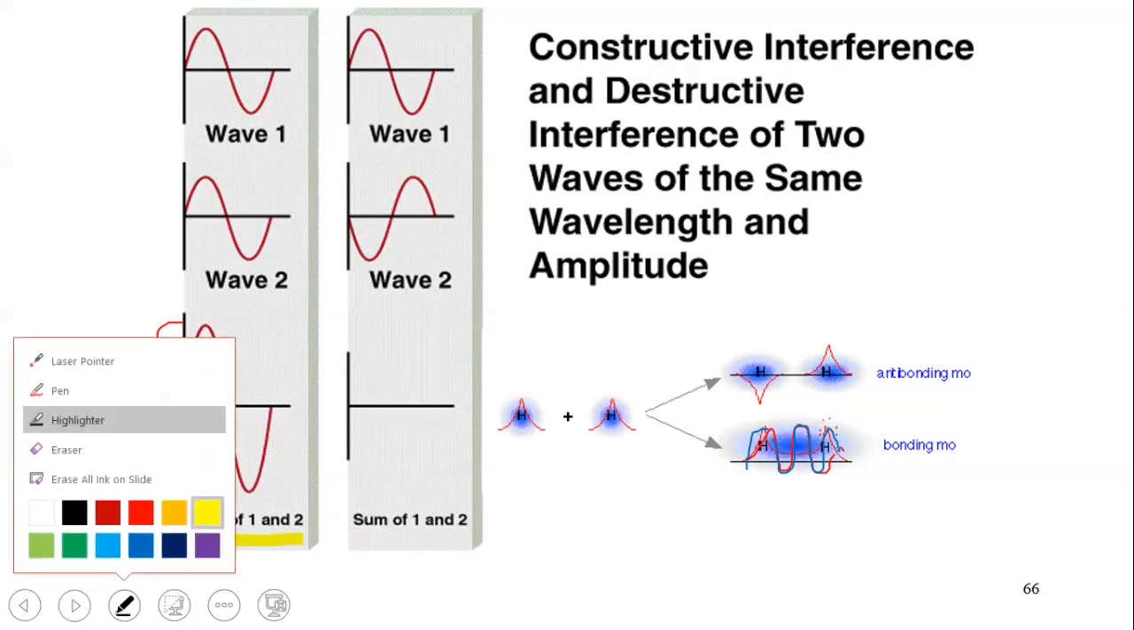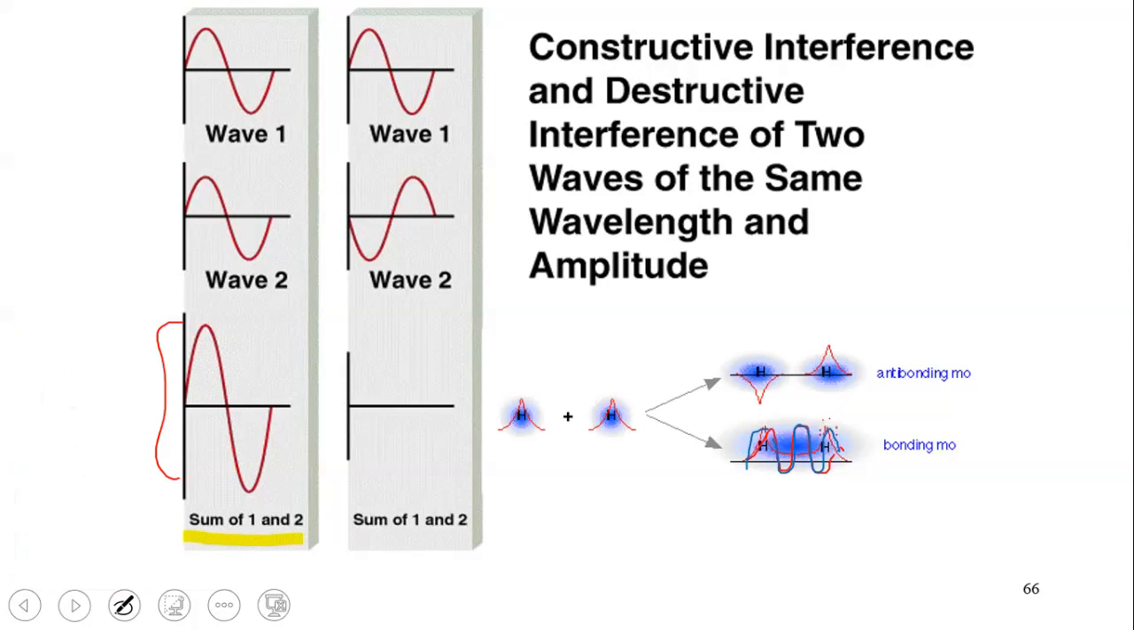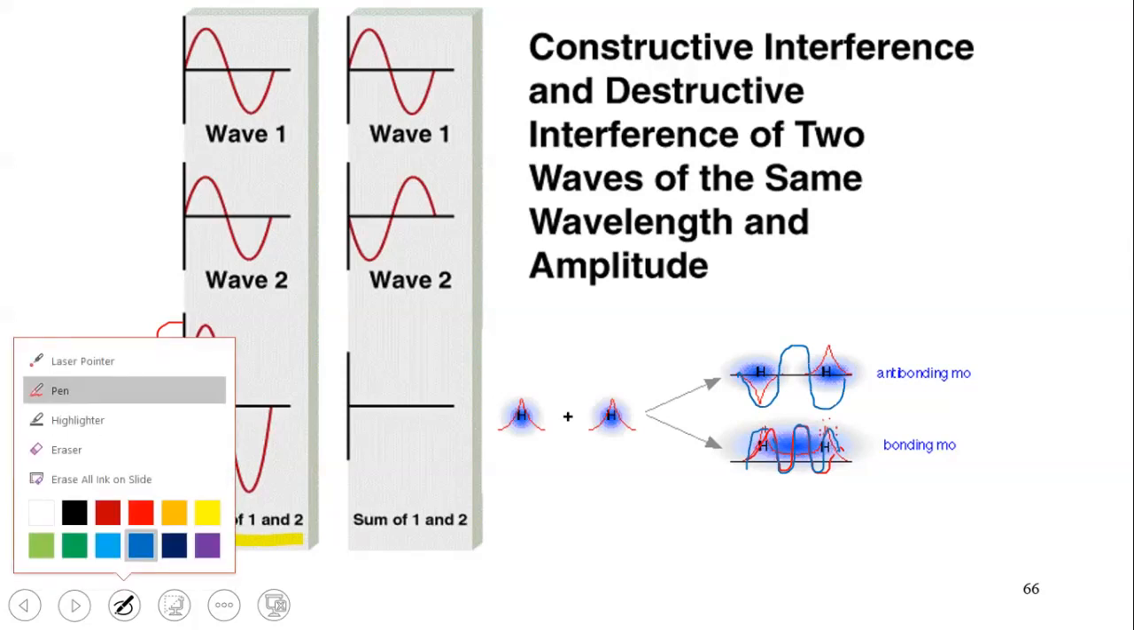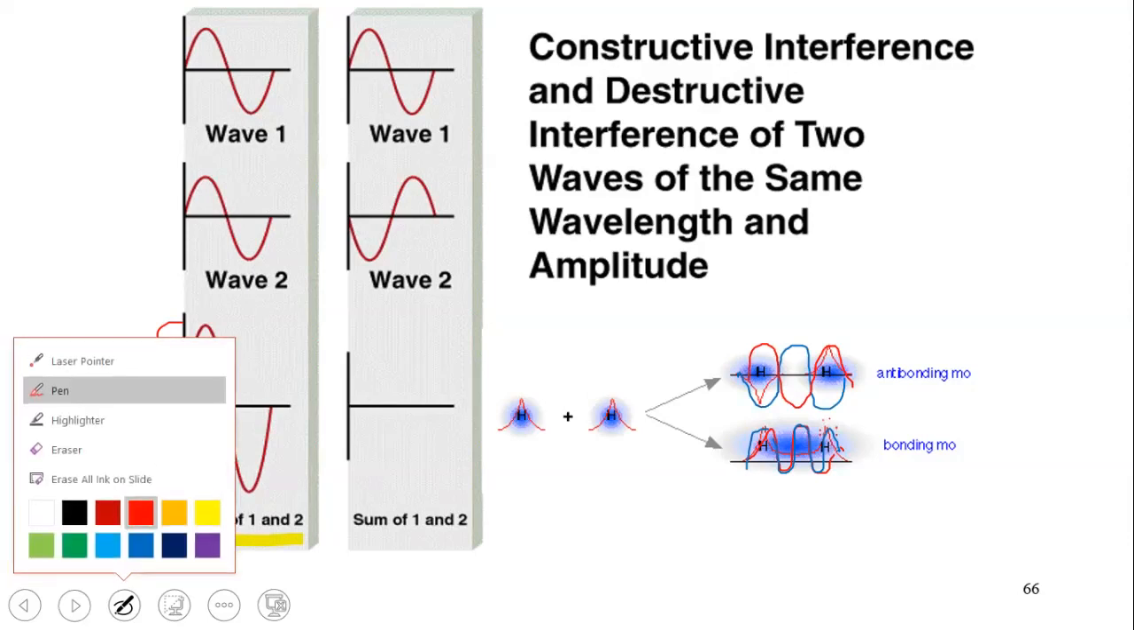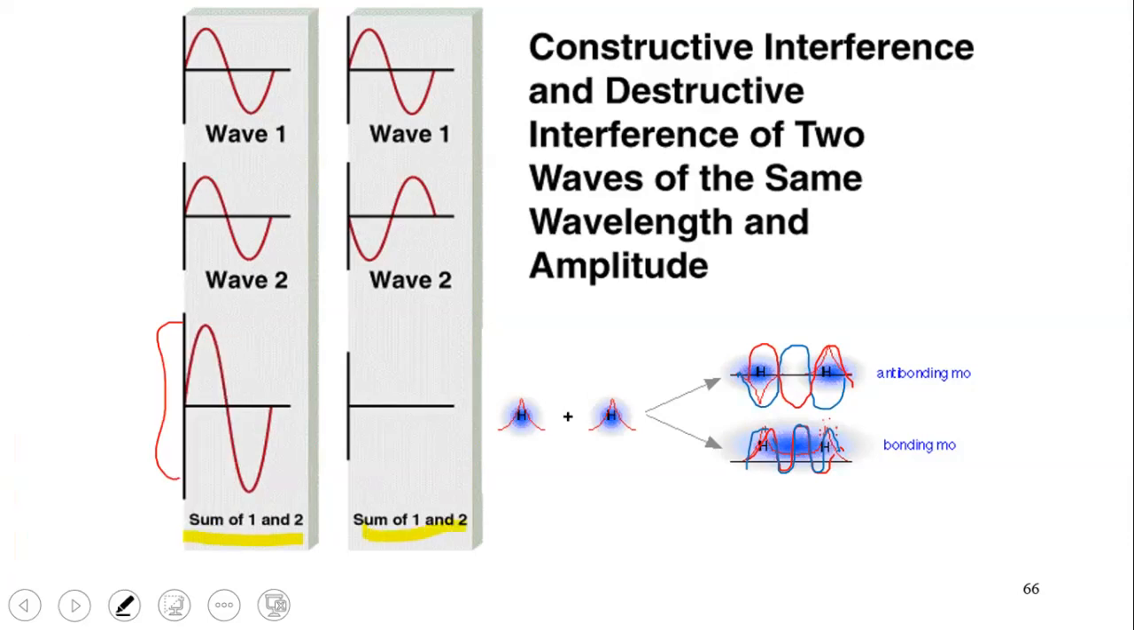Now let's look at the case in the top here. Notice that in this case, this wave goes up here, then down here and down there like that. Whereas the other one, I'm going to do it in red now, would come up here, down there, up here, down again. Notice that at every point, they are out of phase with each other. And therefore, they experience what we are calling destructive interference.